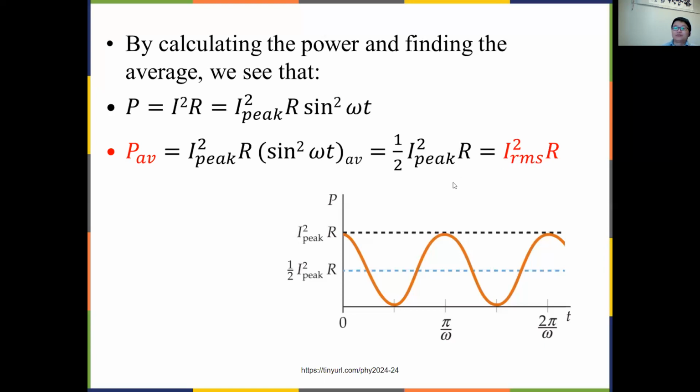You'll be using RMS quantities. Again, the specifications for your electronics are in RMS, for example the current and the voltage. They are in root mean square quantities.